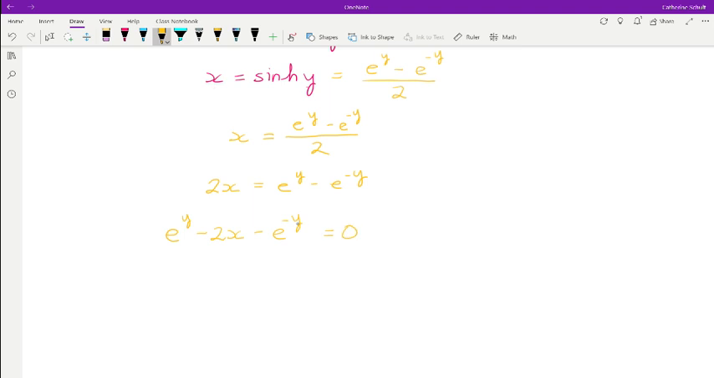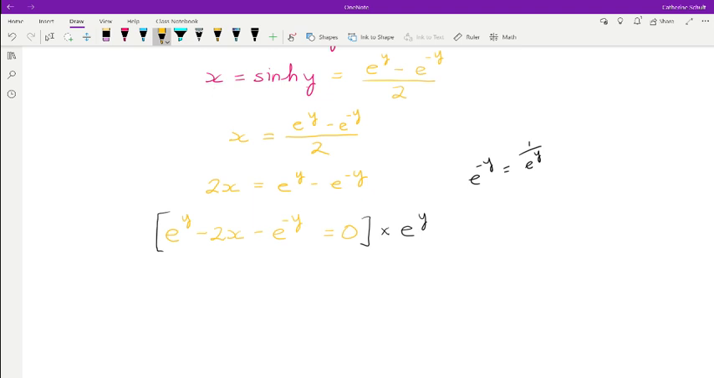And then remember e to the negative y, let's do a little thought bubble, is really something in the denominator. So I'm going to clear that denominator. So how could we clear the denominator? We can multiply everything by e to the y. And that'll make sure we don't have any variables in our denominator.